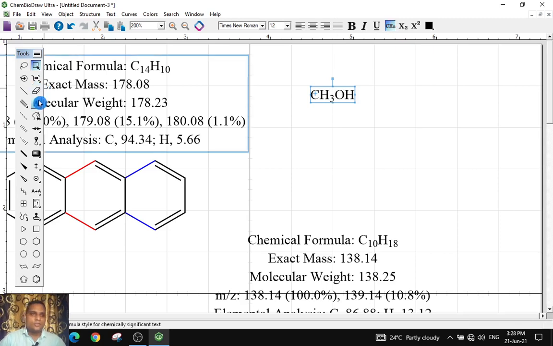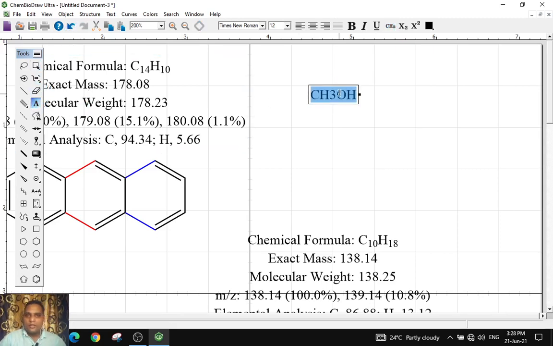This is the first method. The second method is that you click on A, then select the number and use this x2, so it will come down. You can also superscript it, it will go up. You can also make it go down. So this is also one other thing which you can use for reaction purposes.